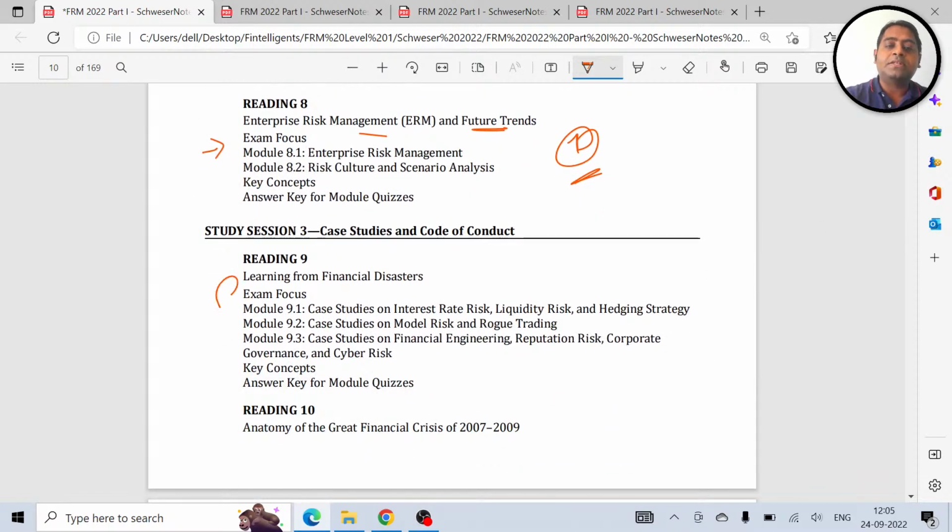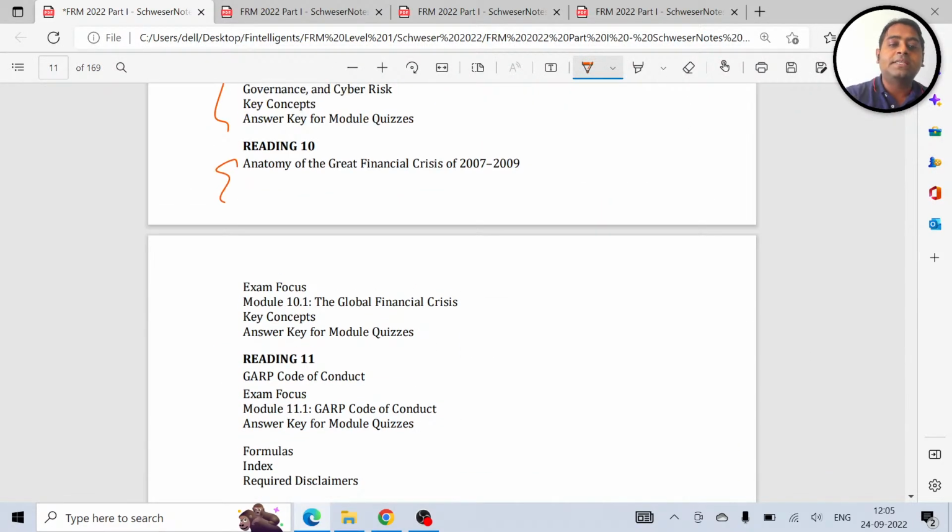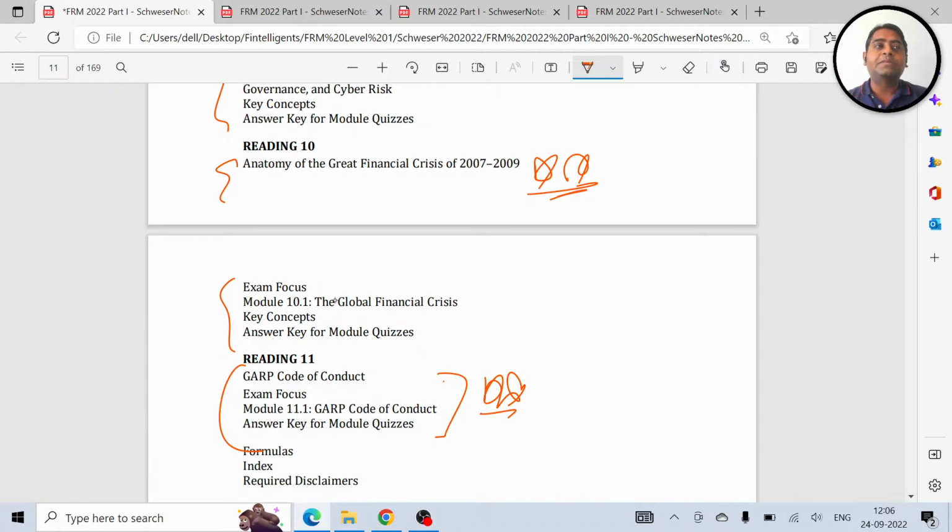Learning from Financial Disasters is a very important chapter. I'll be highlighting a few case studies on this chapter as we go through the book. Anatomy of the Great Financial Crisis is again an important chapter. This chapter, the credit risk transfer mechanism, and one more chapter in Book 3, Mortgages and Mortgage-Backed Securities: you should be reading these three chapters together. It's a very important chapter. Next, GARP Code of Conduct, very important chapter. But when you read the textbook, you might not get a fair idea about it. More and more question solving is needed for this chapter.